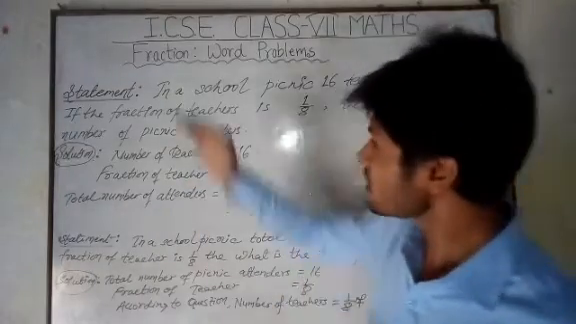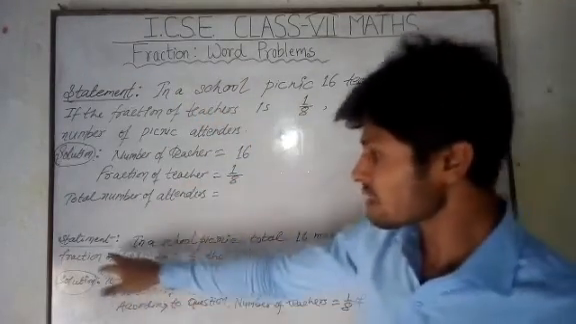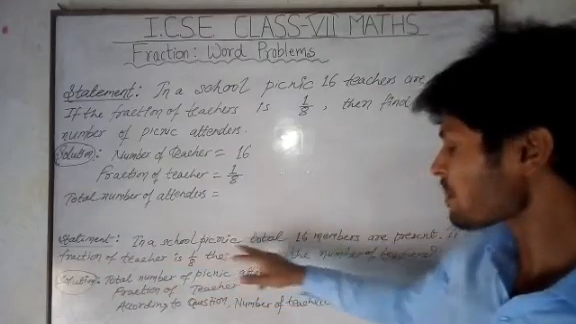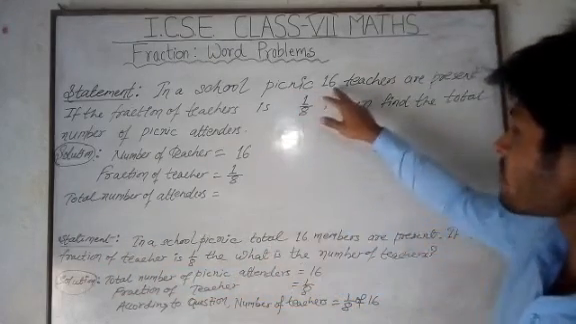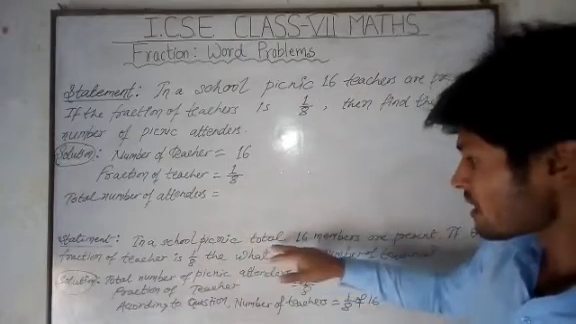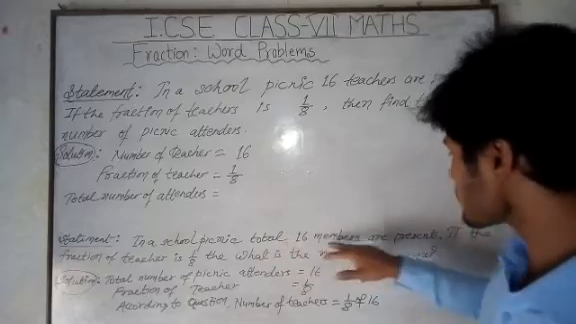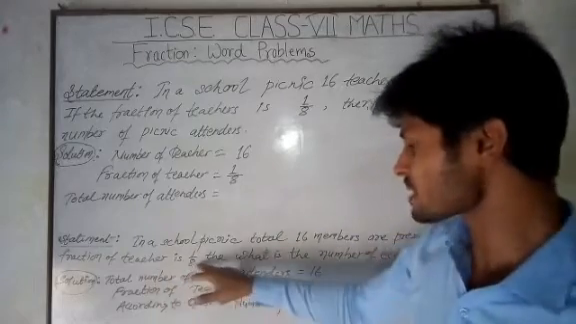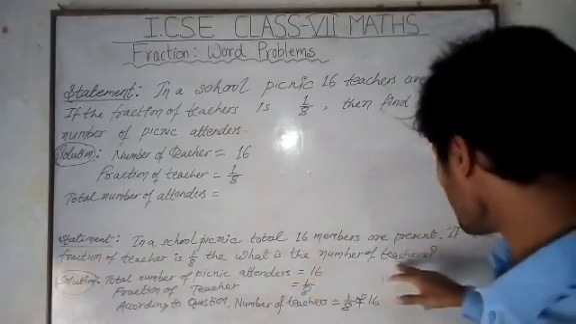Suppose we consider this question in a different way. Suppose this is the statement: in a school picnic, there are 16 teachers. So in this question, 16 members in total are present. If the fraction of teachers is 1 by 8, then what is the number of teachers?